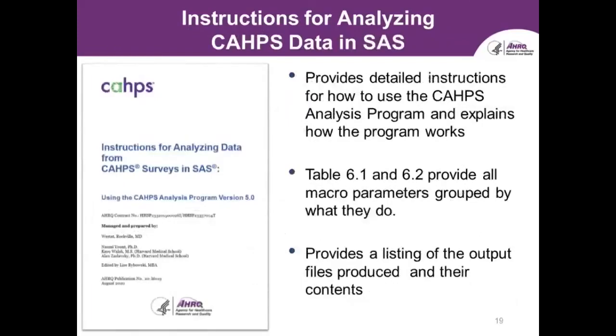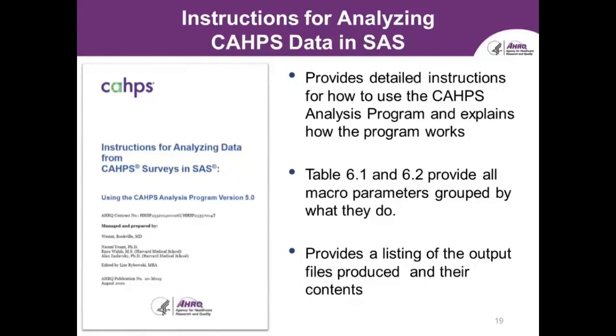The instructions document provides a lot more detail of what I've talked about today. It provides detailed instructions on how to use the CAHPS analysis program. It provides more sample code, and it has an appendix with detailed statistical explanations. It also has an appendix of all the different additions that have been made between versions. There are a couple things I did want to point out that are new to this version.